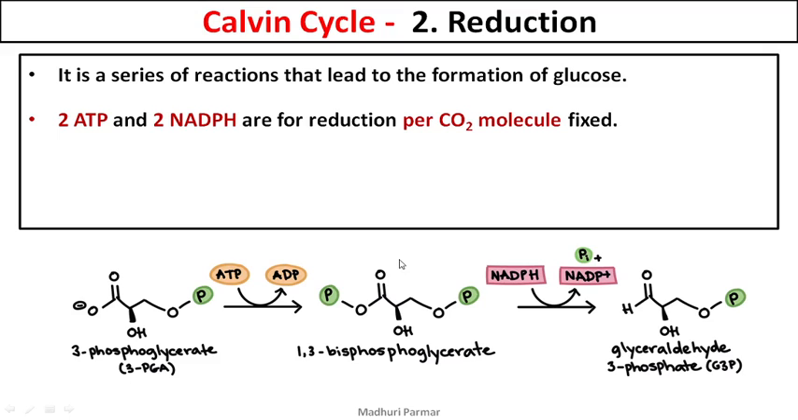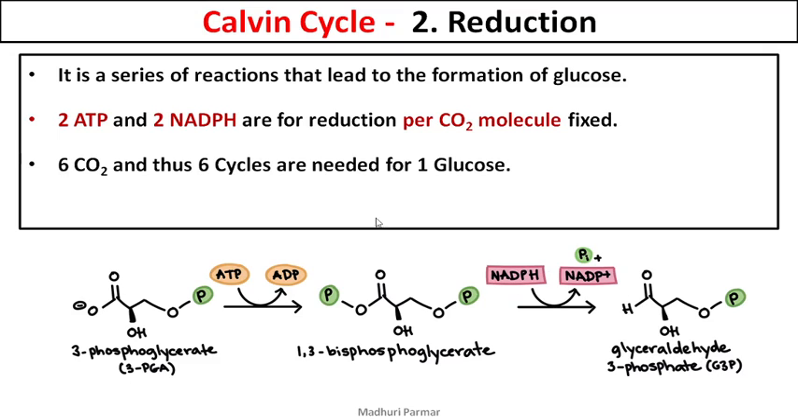Clear? I hope I'm making it clear. We saw that Rubisco is adding carbon dioxide to RuBP, and this process is giving you 2 molecules of phosphoglycerate, PGA. 2 molecules of phosphoglycerate will require 2 ATP and 2 NADPH to form 2 molecules of glyceraldehyde phosphate. Clear? Now, as I had already told you, there should be 6 cycles where 6 different molecules of carbon dioxide are added to make 1 glucose.